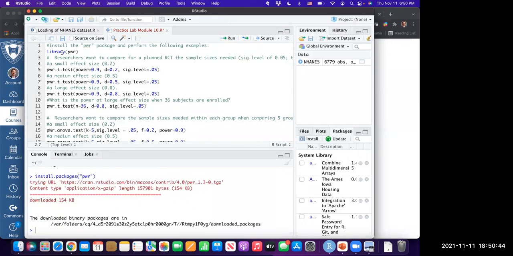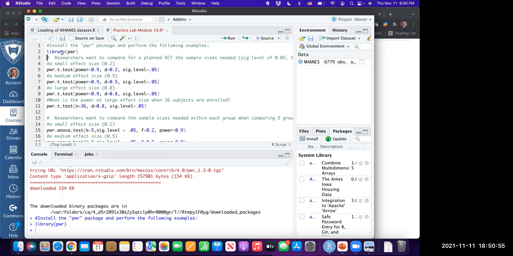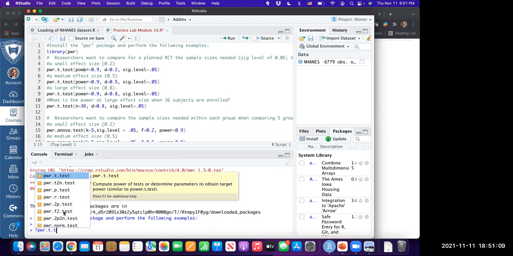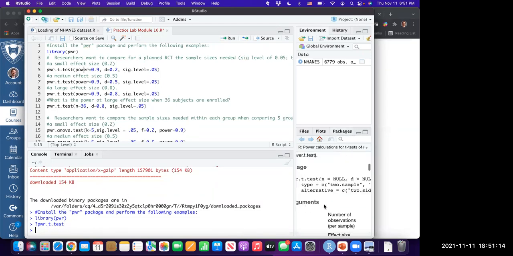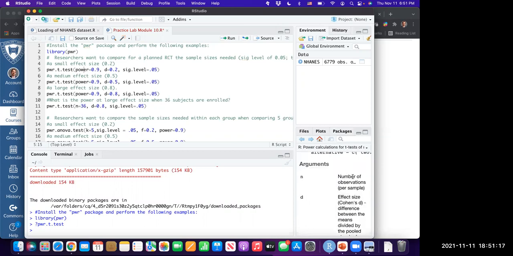So this should run without problems. I don't think there should be version mismatches. So library pwr. Now we have here pwr.t.test. If you conduct a t-test, it will prompt you. And if you type question mark pwr.t.test, you can see the different parameters. You can approach this from every different angle. You can have your number of observations, you have an n, you have a d, a significance level, power, type, alternative.